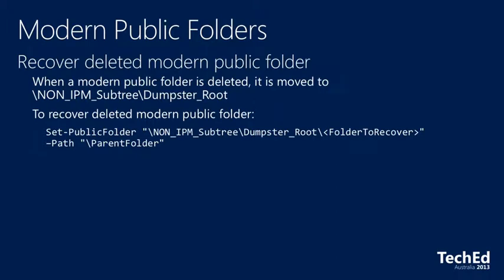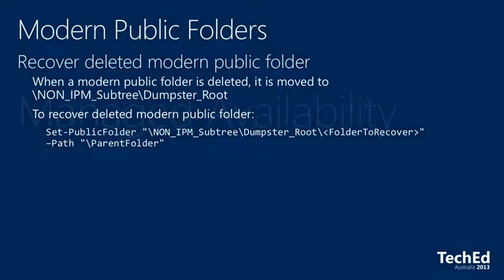All right, and then the last thing I wanted to talk about for public folders was how to recover a deleted modern public folder as well. And this is a fairly simple process. You just do Set-PublicFolder, and then you change the path. This is where we store the deleted stuff. Give it the folder name, and you give it the name of the parent folder.